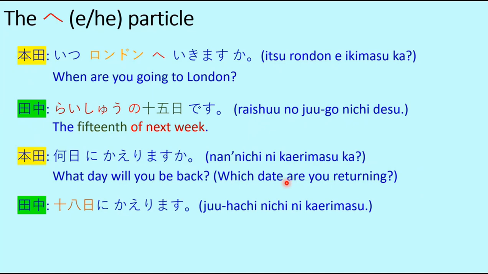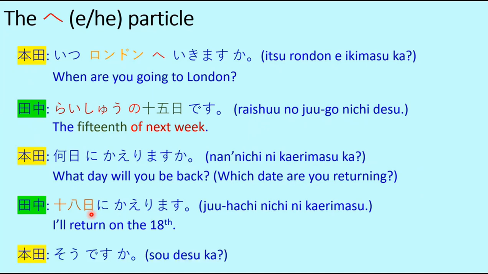18 nichi ni kaerimasu. 18 nichi, that means 18th day of the month. So I will return on the 18th. 18 nichi ni kaerimasu. Or you can just say 18 nichi desu. That means on the 18th. So desu ka? Now Honda-san just acknowledges, so desu ka. This is not a question but an expression to acknowledge this answer. Oh, I see. Or is that so?